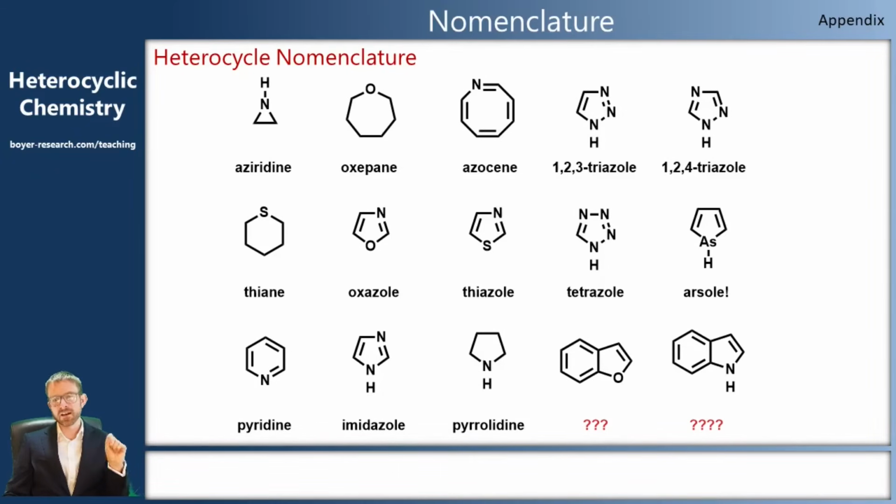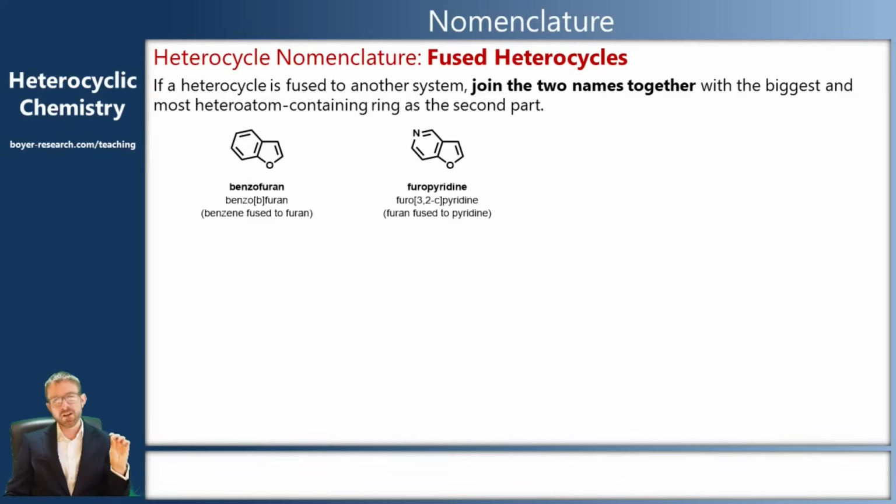But that still doesn't help us out with the 2 at the bottom right. Now these are fused heterocycles, and when it comes to fused heterocycles, so these are a furan fused to a benzene, we can just fuse the 2 names. So a furan fused to a benzene becomes a benzofuran. A furan fused to a pyridine becomes a furopyridine. The order in which we fuse the names means we take the biggest cycle that contains the most heteroatoms, and that comes last.